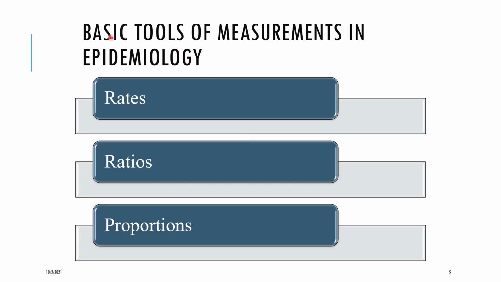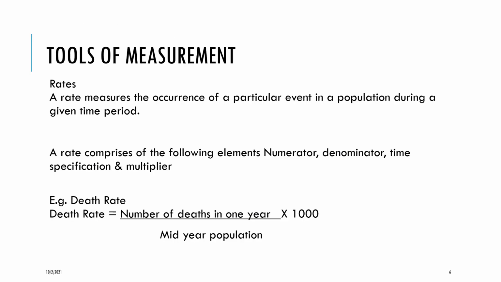This brings us to the basic tools of measurement so that the previously mentioned aims can be quantified. The main ones are your rates, ratios, and proportions. A rate measures the occurrence of a particular event in a population during a given time period.